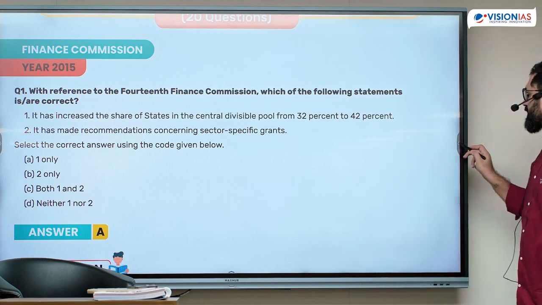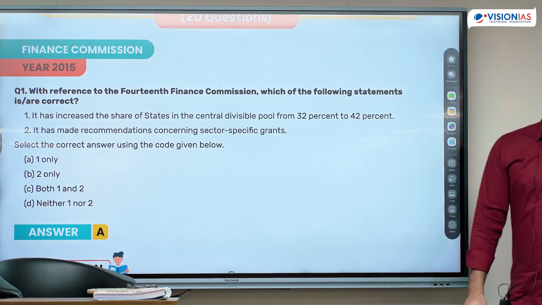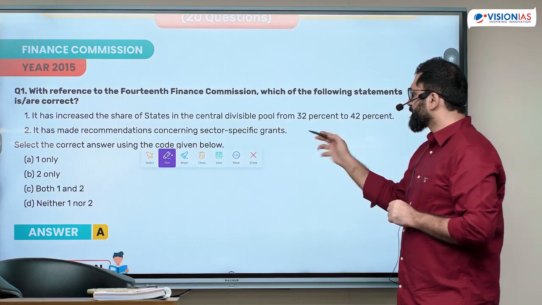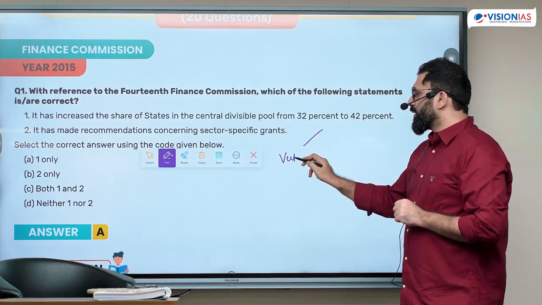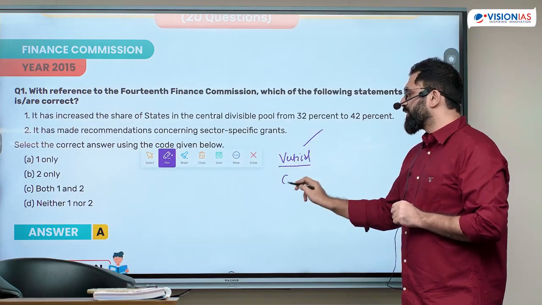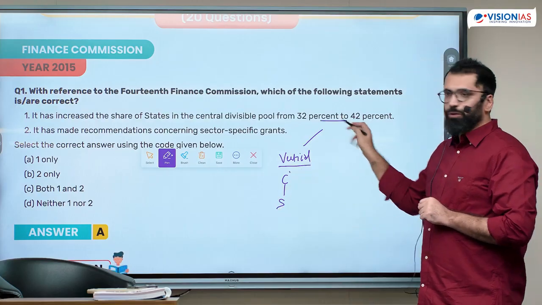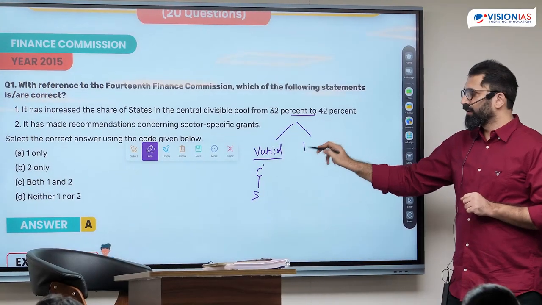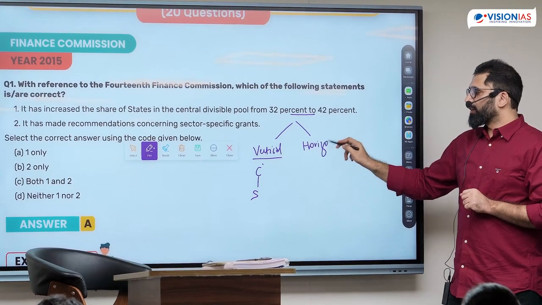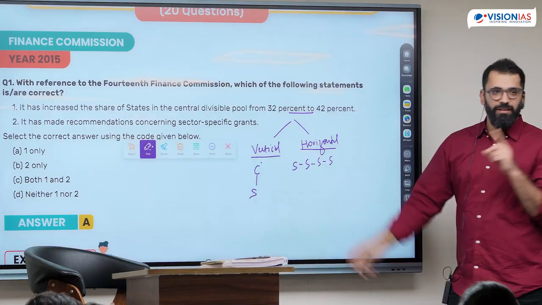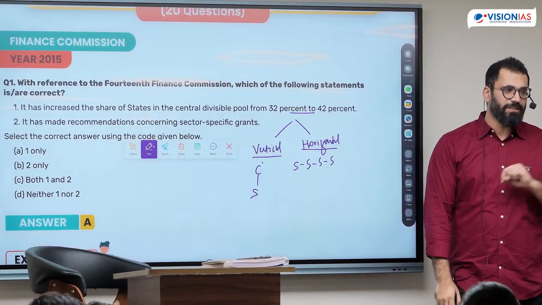What is the function of the Finance Commission? There are 2 major functions. One is the vertical devolution, that is deciding how much the states will get from the center. This is 32 to 42, whatever the amount is. Second is horizontal. What is horizontal devolution? How will each state get? इसका भी formula decide करती है Finance Commission. This is what was asked this year.